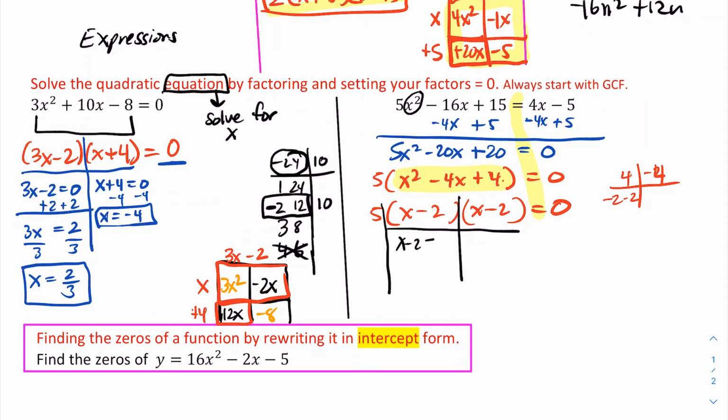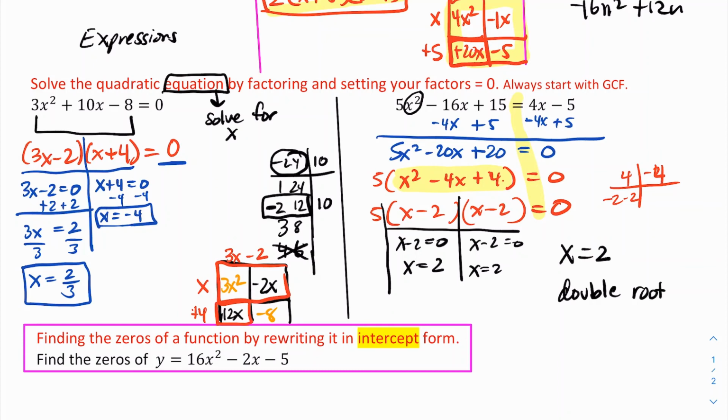So x minus 2 equals 0. X is equal to 2. And x minus 2 is equal to 0. So obviously we're going to get x equal to 2. I don't want you to write x equal to 2 and then x equal to 2 again. So what you do in this case for your final answers, what I would like you to do is write x is equal to 2, and then that's a double root.